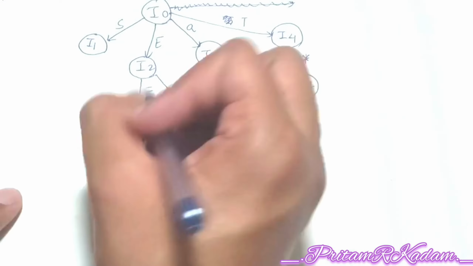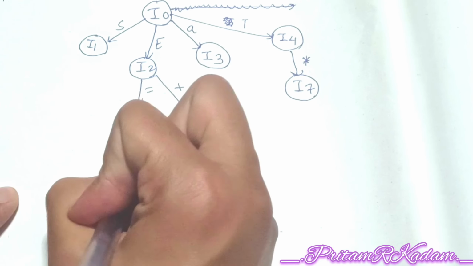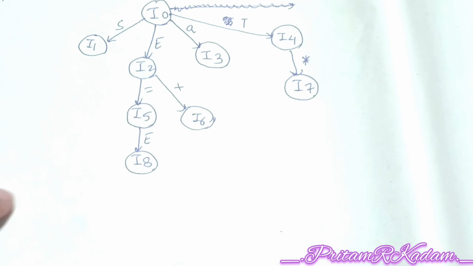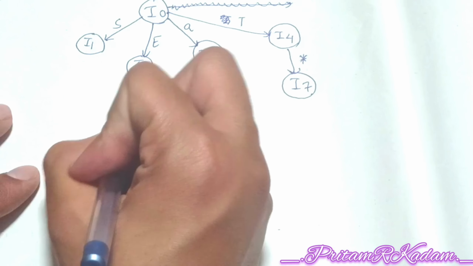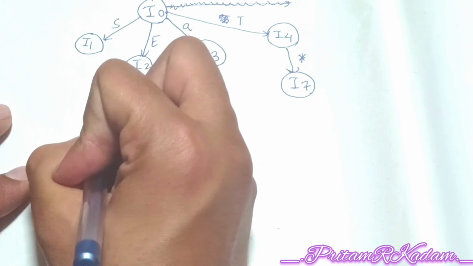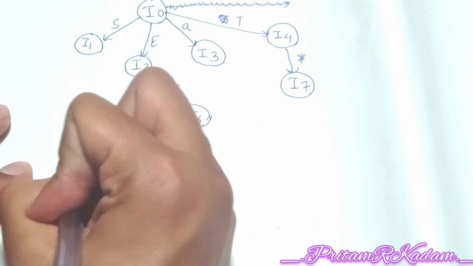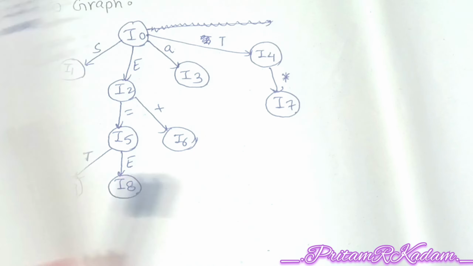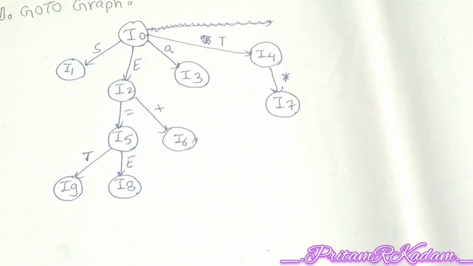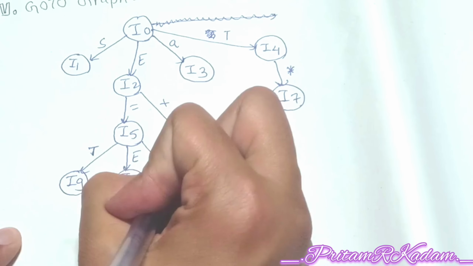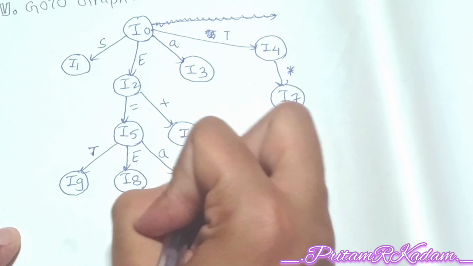Now for the next state, we got I8 when we passed E in I5. So we will make an arrow, write E on top of the arrow and I8 as the destination. Okay. So now we got I9 when we passed T on I5. So we will make an arrow, have T on top of it and I9 as the destination. Okay. So now we got I10 when we passed small a in I5. So we will have a small a with the destination as I10.